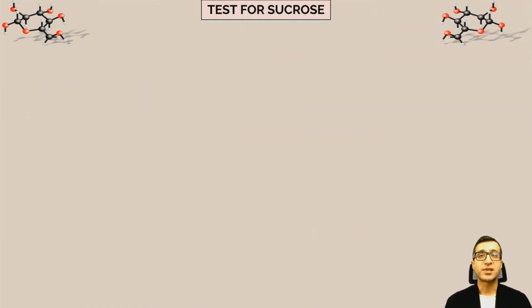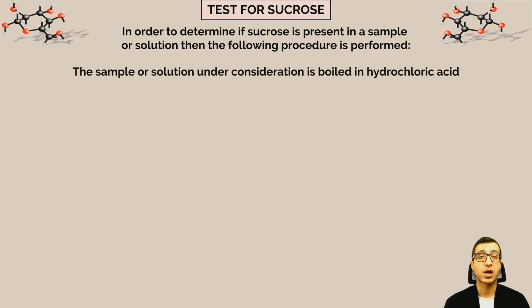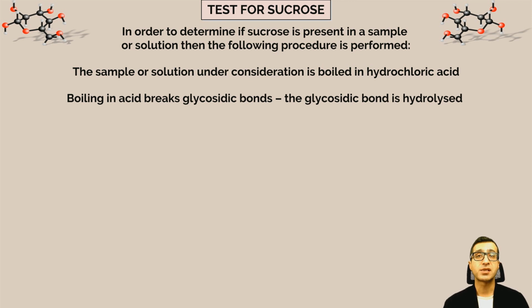So, in order to determine if sucrose is present in a sample or a solution, it's not enough to simply run Benedict's test on that solution. We then need to perform an additional test. So the sample or the solution under consideration is first boiled in hydrochloric acid, and it's the boiling in acid that breaks the glycosidic bonds. And so under these conditions, the glycosidic bond is hydrolyzed, and this procedure is called acid hydrolysis for that reason.